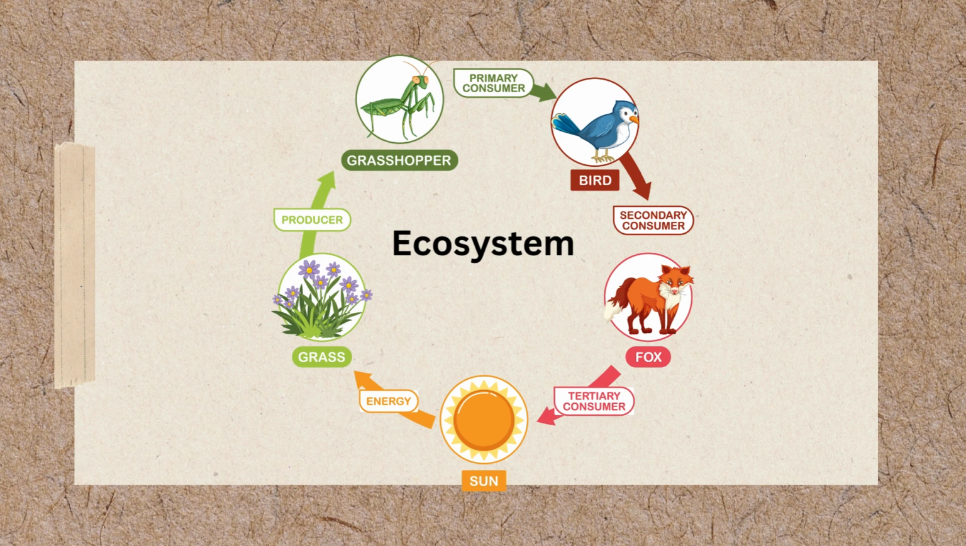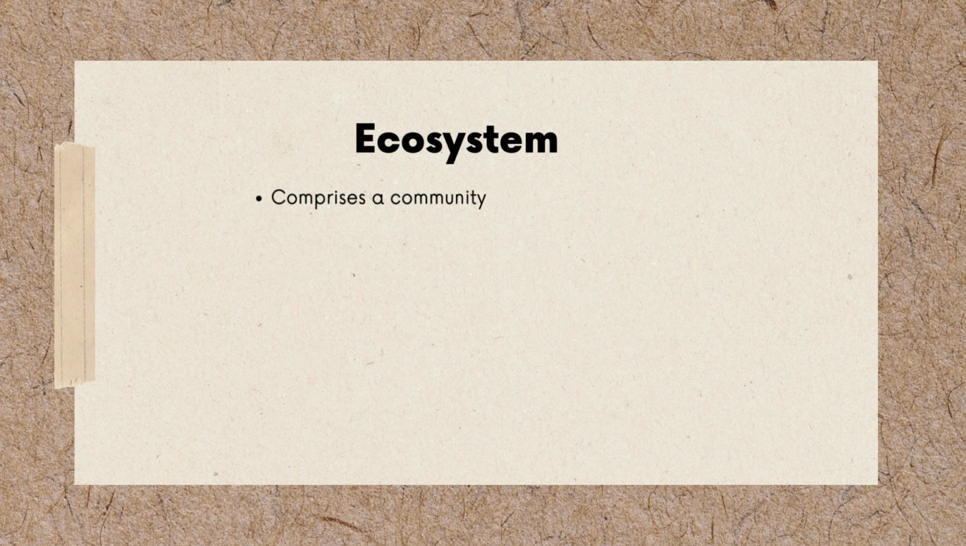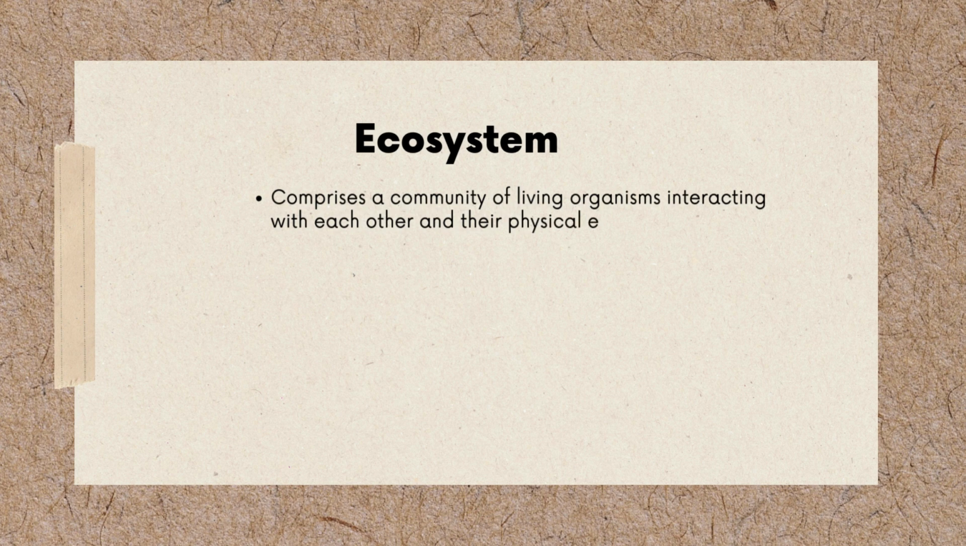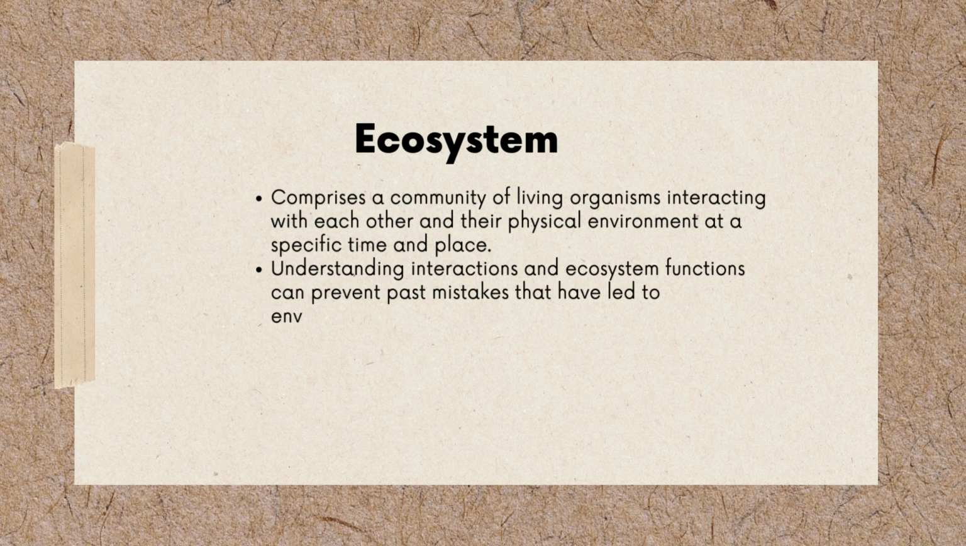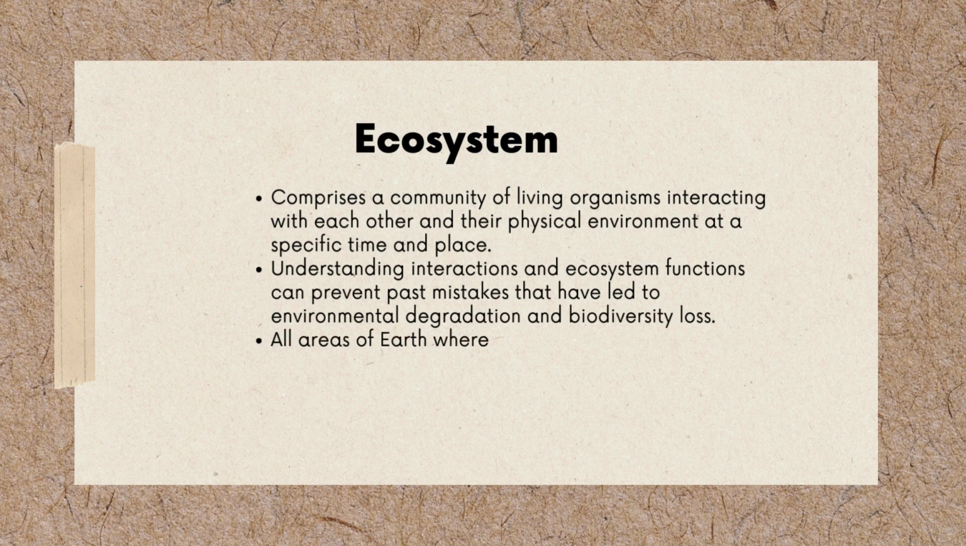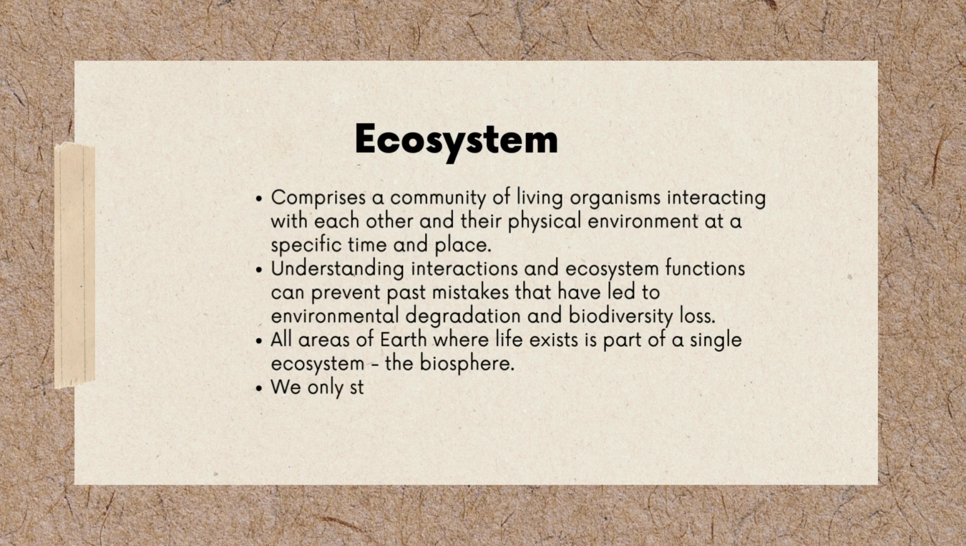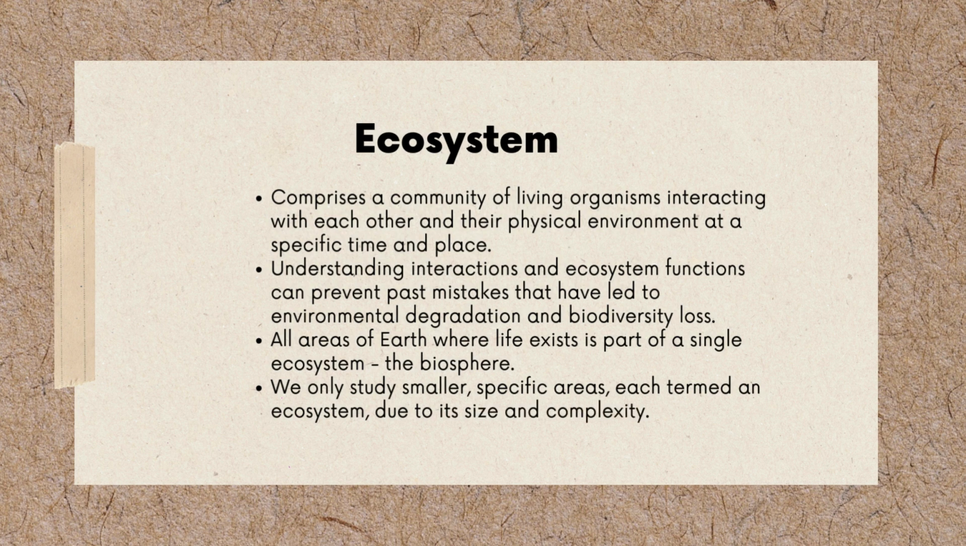What is ecosystem? An ecosystem comprises a community of living organisms interacting with each other and their physical environment at a specific time and place. By understanding these interactions and ecosystem functions, we can prevent past mistakes that have led to environmental degradation and biodiversity loss. We can view all areas of Earth where life exists as part of a single ecosystem, the biosphere. However, because of Earth's size and complexity, we often study smaller specific areas, each termed an ecosystem.